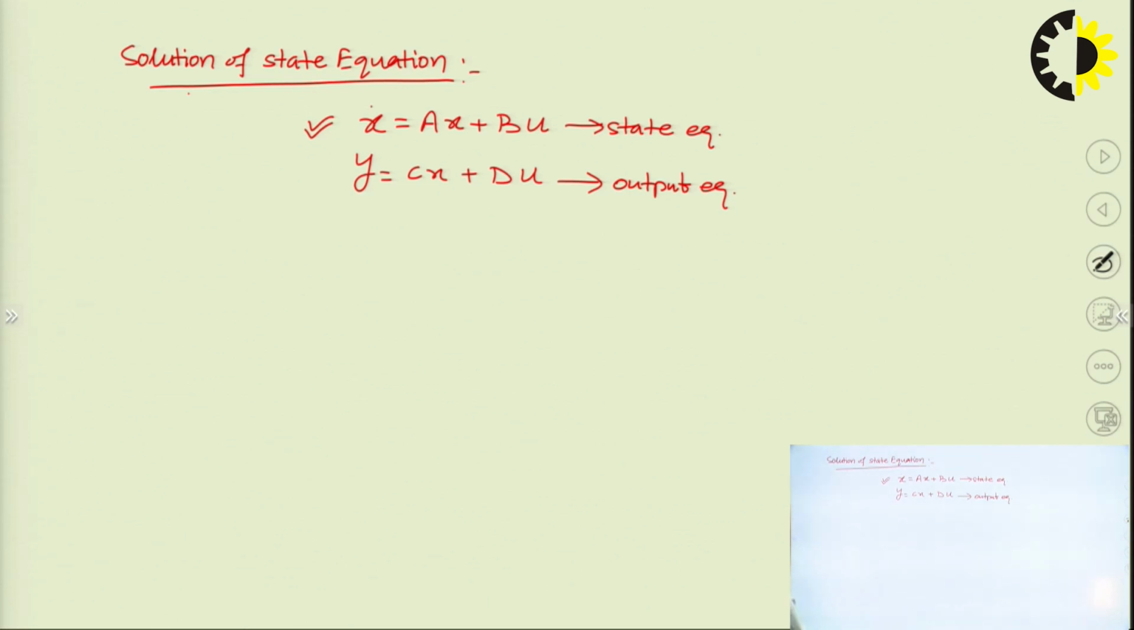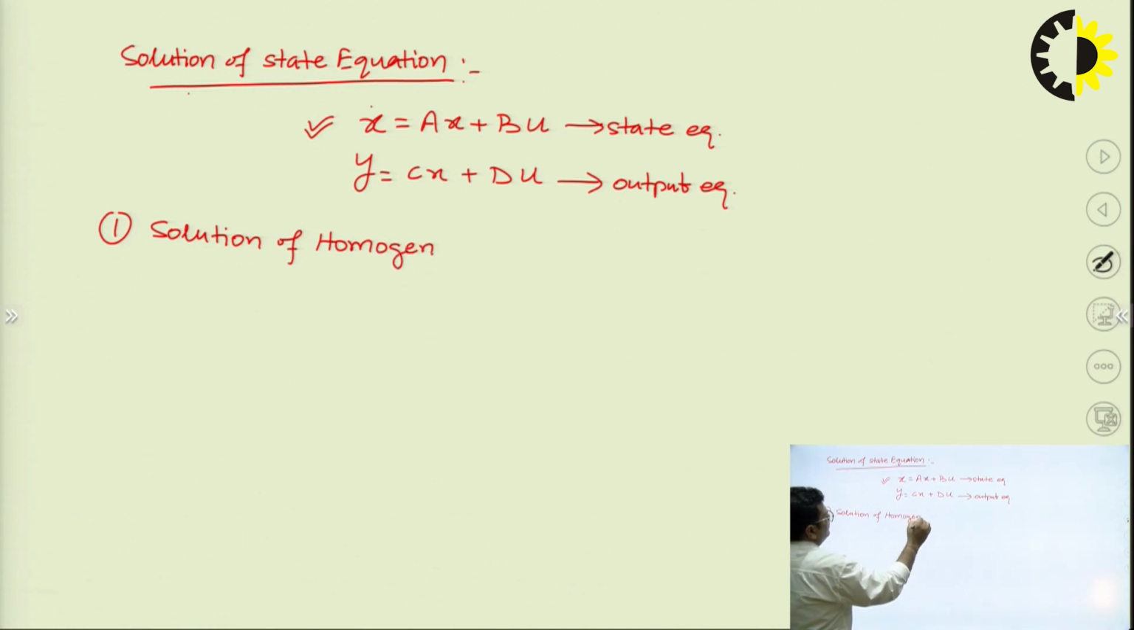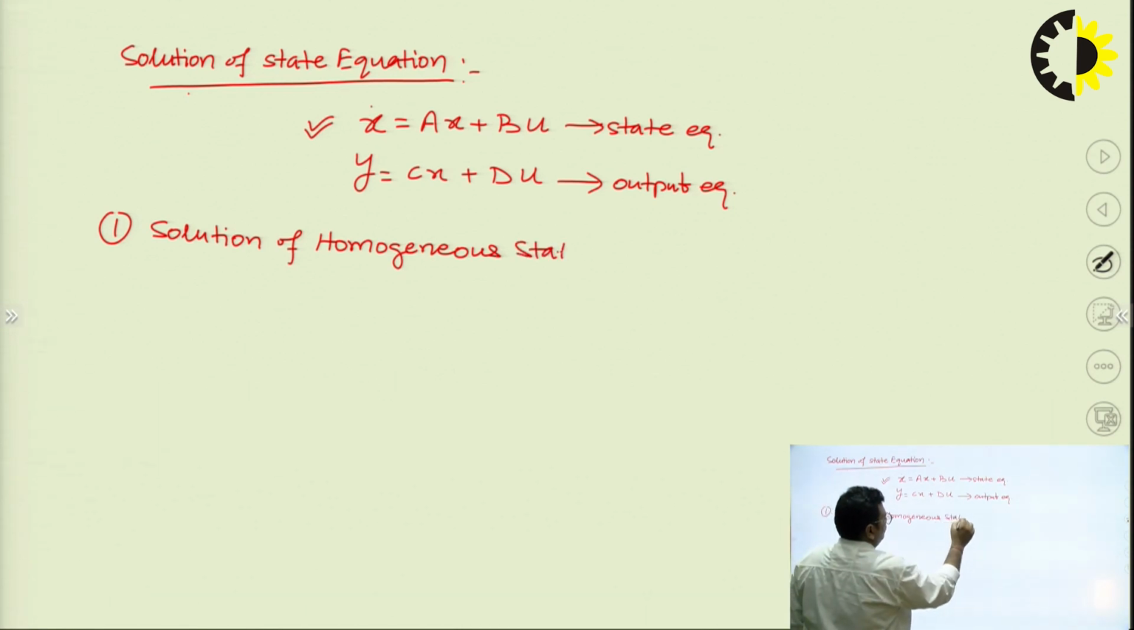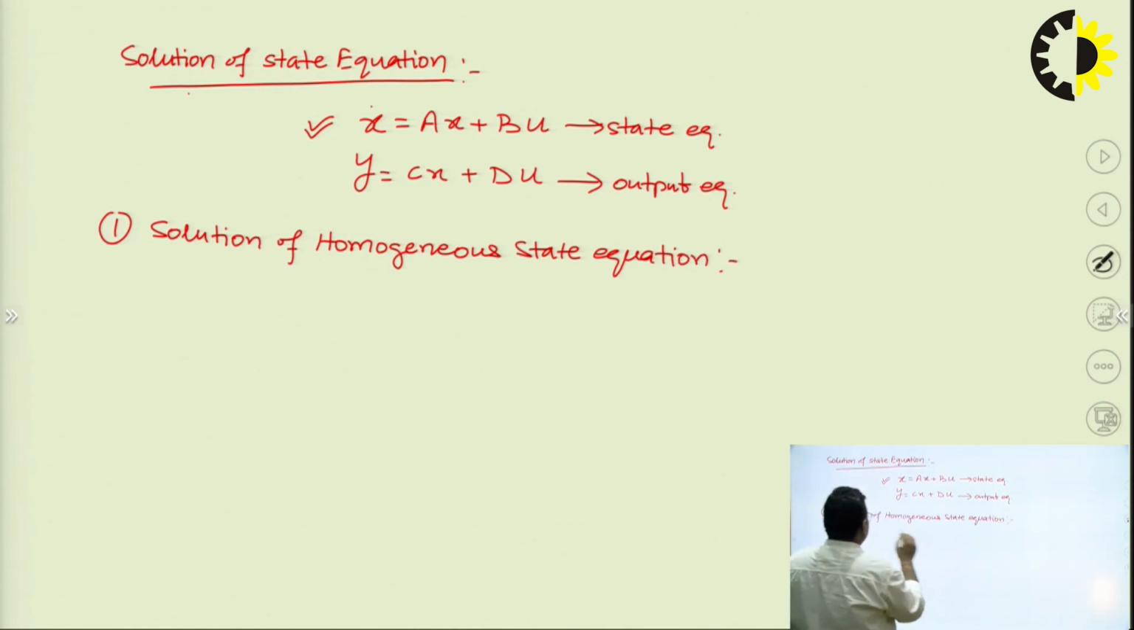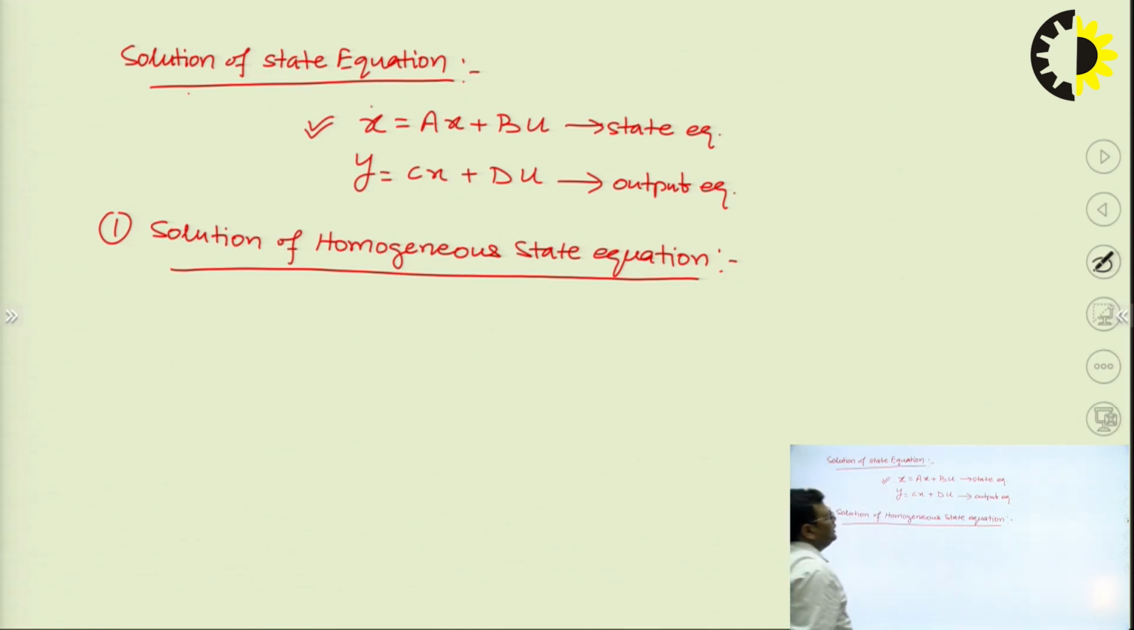Now in this we will take two cases. First we will take the homogeneous case, or the solution of the homogeneous state equation. In this case we will assume that u is equal to 0. So the state equation can be written as x dot is equal to Ax.